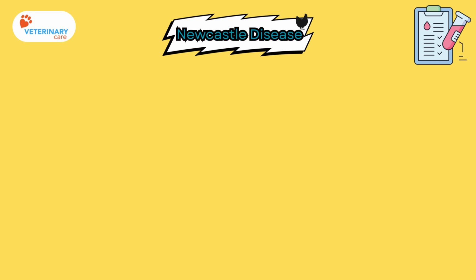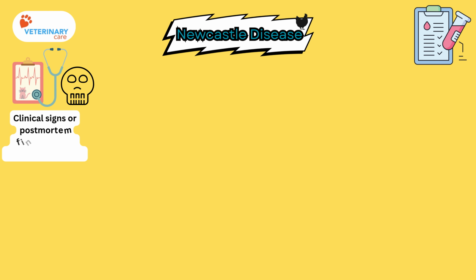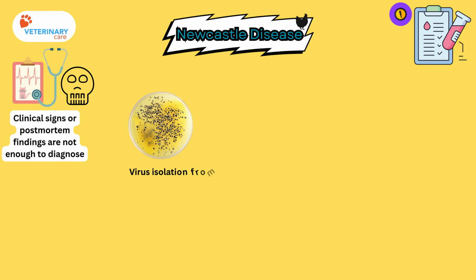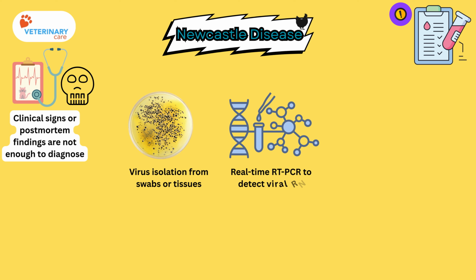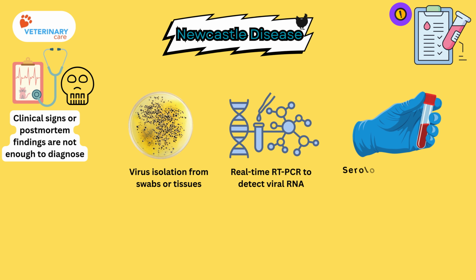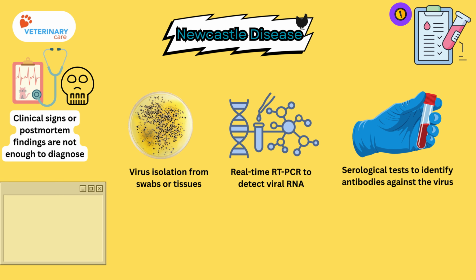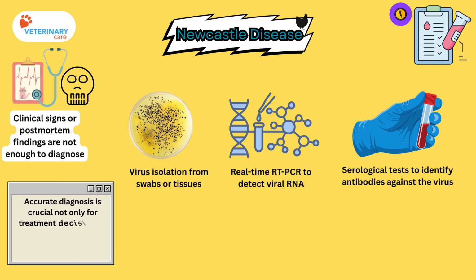Diagnosis of Newcastle disease cannot rely solely on clinical signs or post-mortem findings. Laboratory confirmation is mandatory. Common diagnostic methods include virus isolation from swabs or tissues, real-time RT-PCR to detect viral RNA, and serological tests to identify antibodies against the virus. Accurate diagnosis is crucial not only for treatment decisions but also for regulatory reporting and outbreak control.